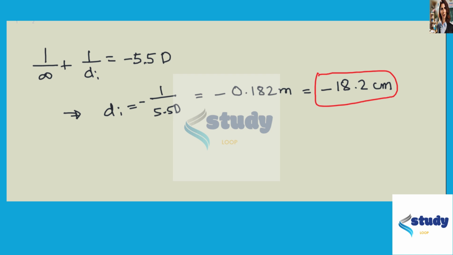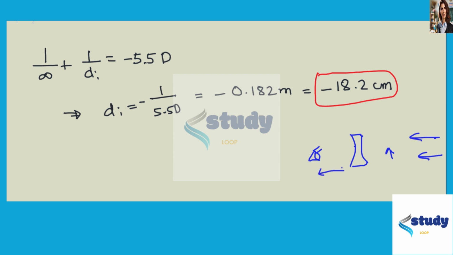Just to give you a diagram, if we have a diverging lens and our eye is around here, and the object is at infinity, then for a diverging lens the image that forms should be in front of the diverging lens. So that's why there's a negative sign.